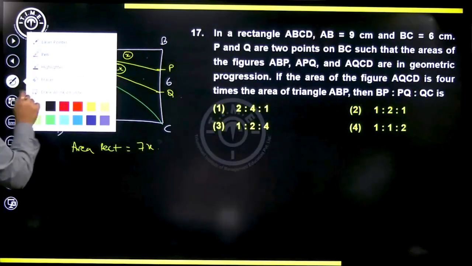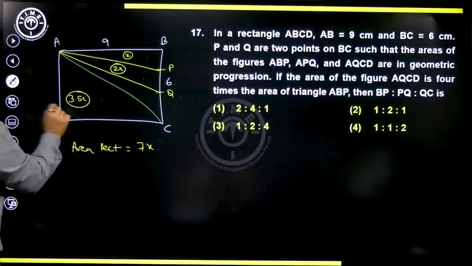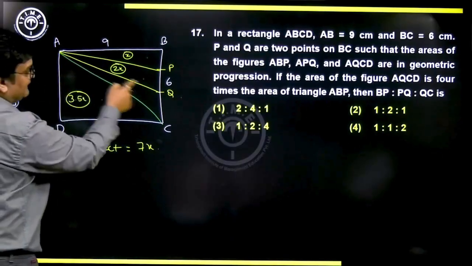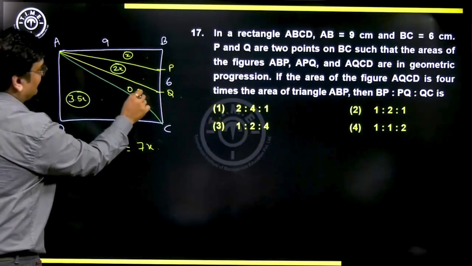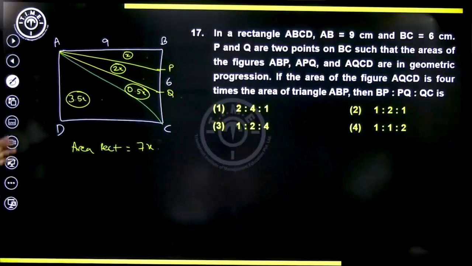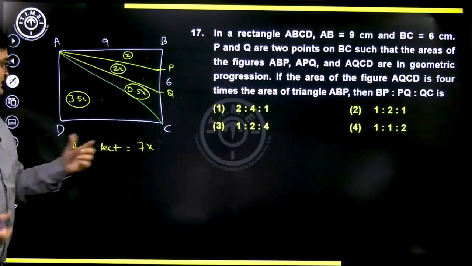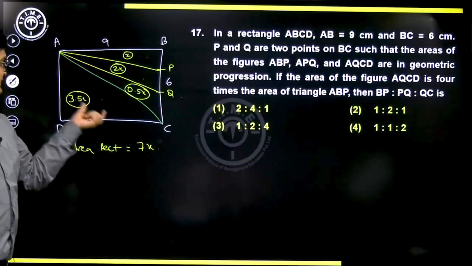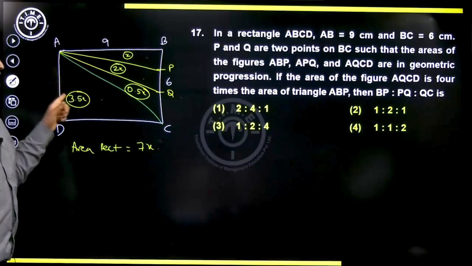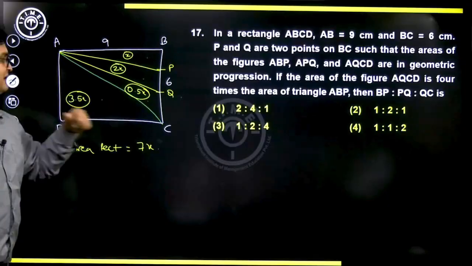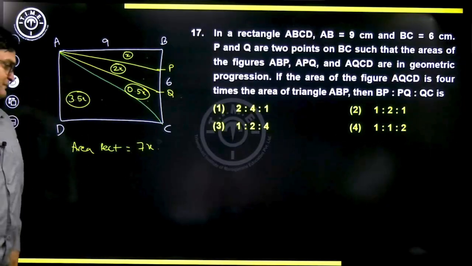And hence, can I say this triangle here, the triangle AQC is going to be 0.5x. Can I say this? The diagonal will divide the rectangle into 2 equal parts. Overall area of the rectangle is 7x. So this triangle will have 3.5x and hence this triangle AQC will have 0.5x.